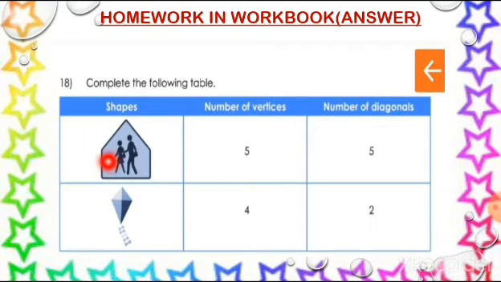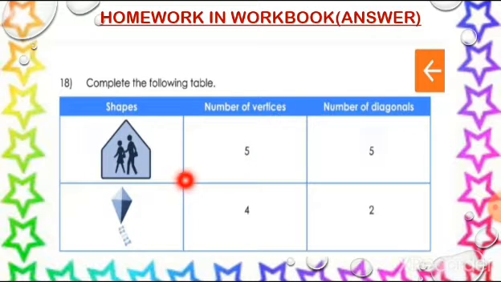So look at this one, children. It's a pentagon. Okay, it's a pentagon because it has 5 sides. So tell me how many vertices it has. Let's count. 1, 2, 3, 4, 5. Yes. How many vertices? 5 vertices. Okay, so you can write here 5.